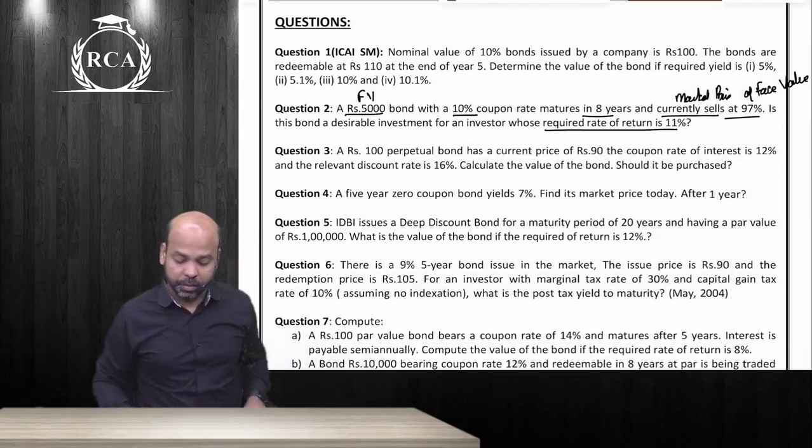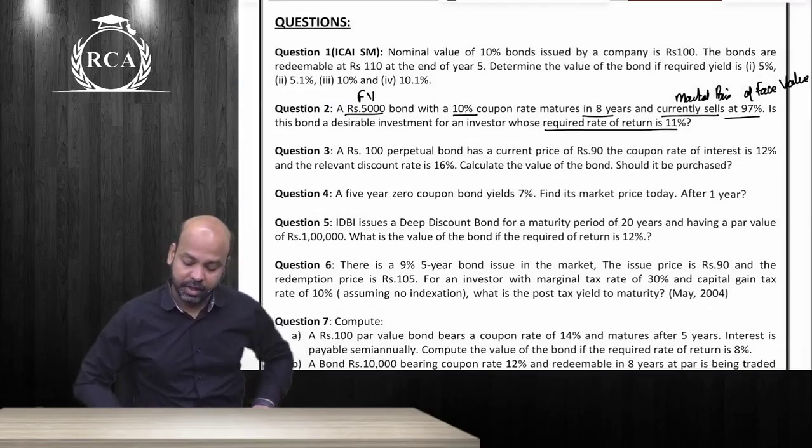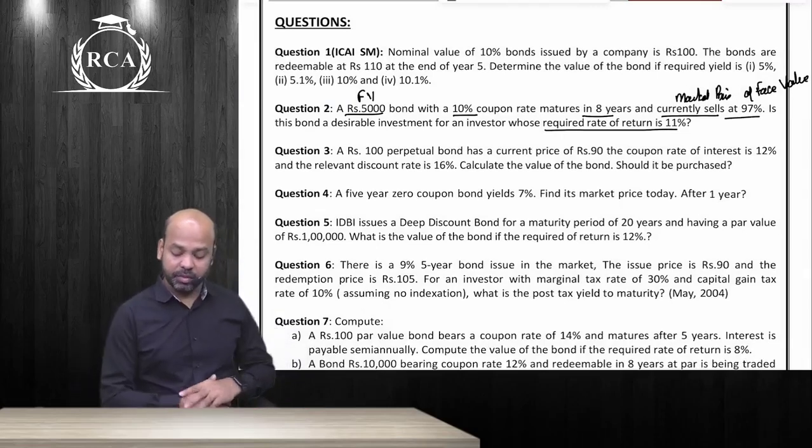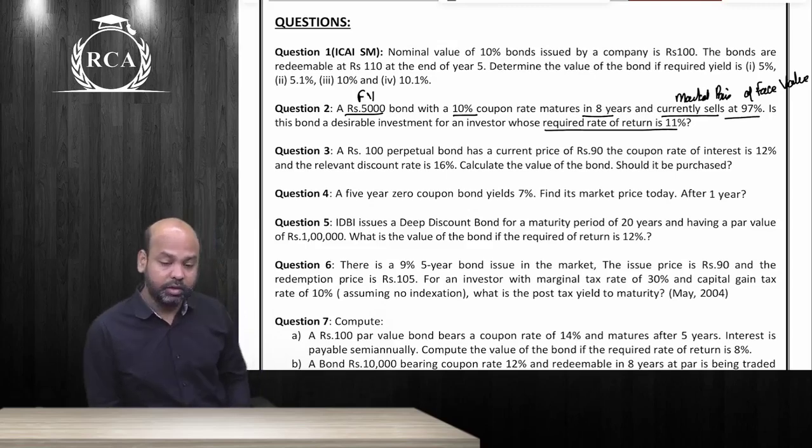A rupee 100 perpetual bond has a current price of 90. Coupon rate of interest is 12%. Relevant discounting rate is 16%. Calculate the value of the bond, should it be purchased.